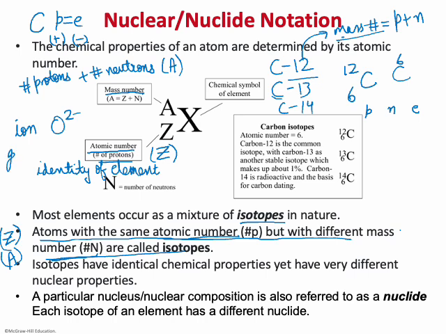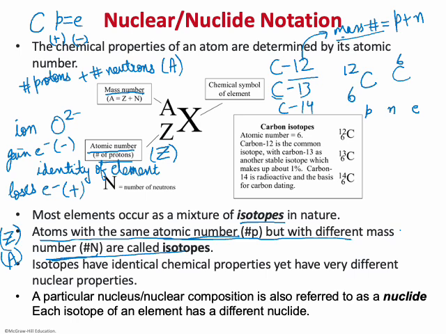When it gains electrons, it gets a negative charge. When it loses electrons, it gets a positive charge. Every electron lost is one positive charge. Every electron gained is a negative charge. All right, coming back, how many protons, neutrons, electrons in each of these?